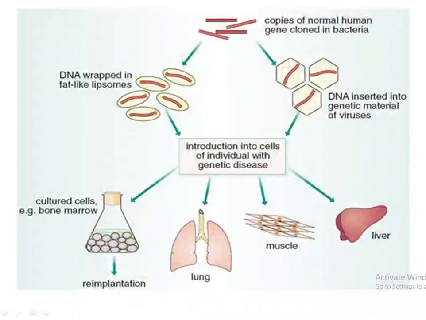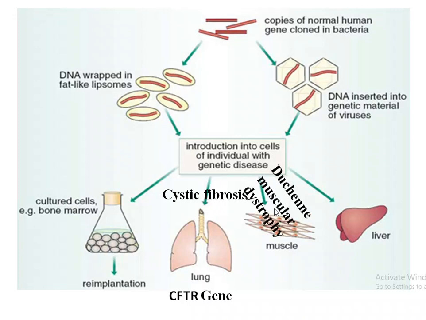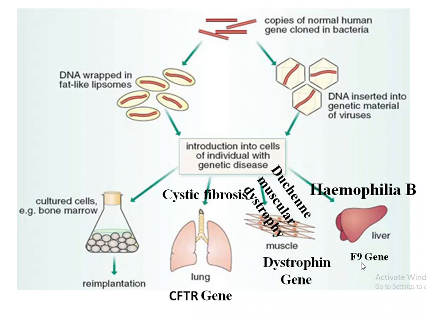The potential use of gene therapy is to cure genetic diseases. For example, in cystic fibrosis, the intact cystic fibrosis transmembrane conductance regulator gene is targeted to lung tissues. In Duchenne muscular dystrophy, an intact dystrophin gene is targeted specifically to muscle tissues. Similarly, the F9 gene that codes for coagulation factor 9 is targeted to hepatocytes to cure hemophilia B.